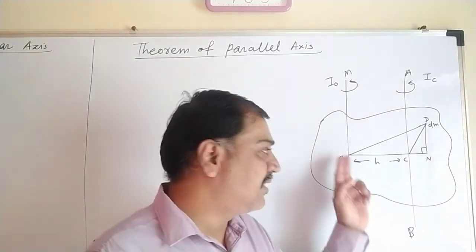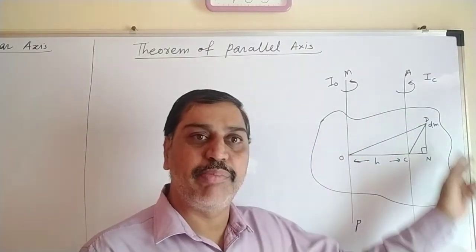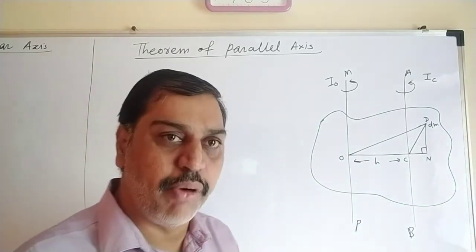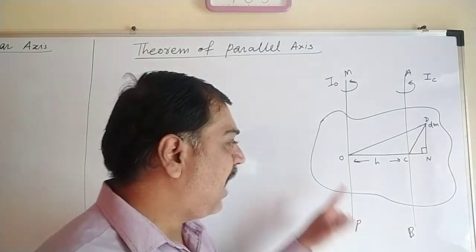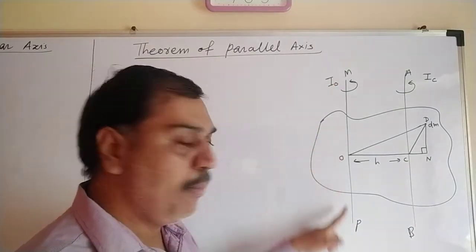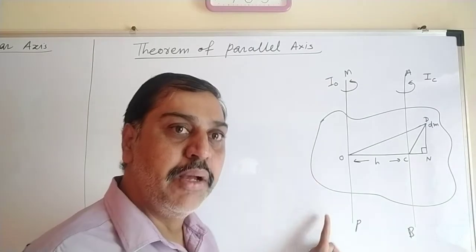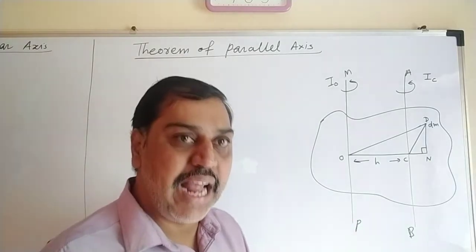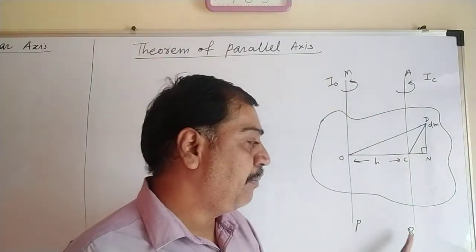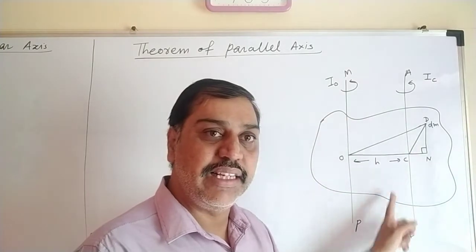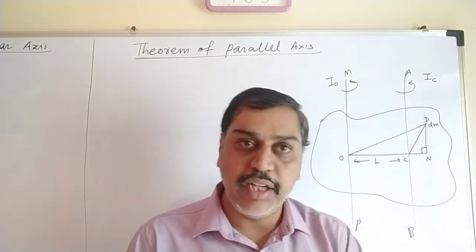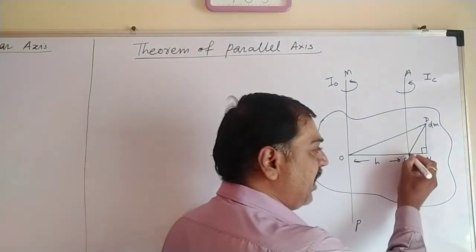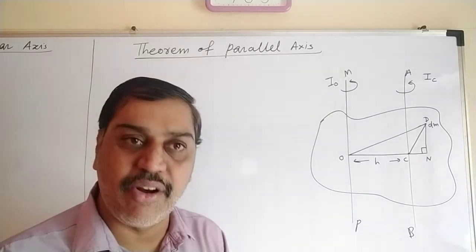For this, let us consider a rigid body I have drawn here. It can be any shape of body you can draw. Let us consider this a rigid body. It consists of two axes. One axis is MOP, passing through a point O of this body. The first axis is MOP. The second axis is ACB. This second axis must pass through the center of mass of the body. So here the point C is the center of mass of this body.